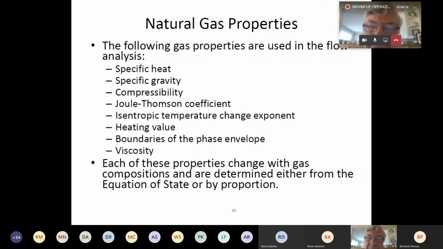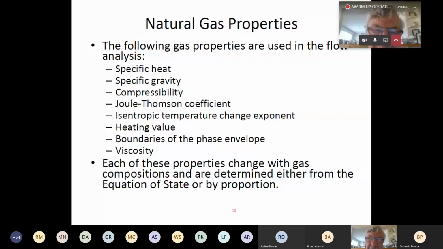The Joule-Thomson effect's very, very critical there, and you've got to be careful, because if you had a leak in that pipe, the temperature would drop very quickly and you could fracture the whole pipe because the temperatures would drop way below the fracture toughness. And then we need to look at the isentropic temperature change exponent, the heating value of the gas itself, how much calorific value it has.